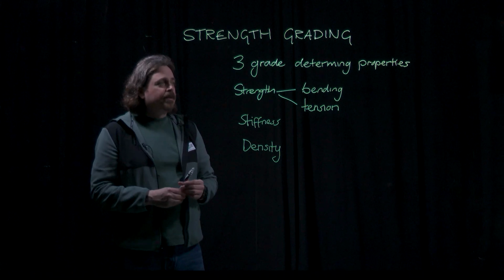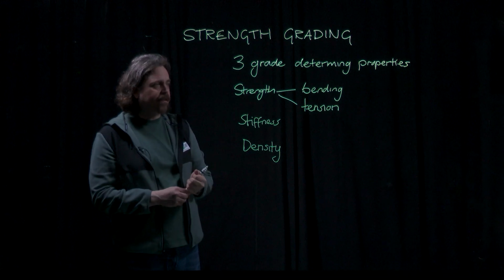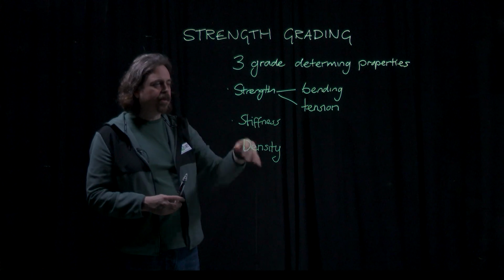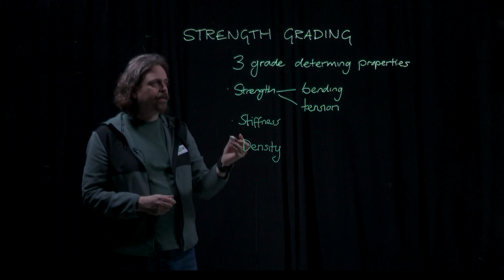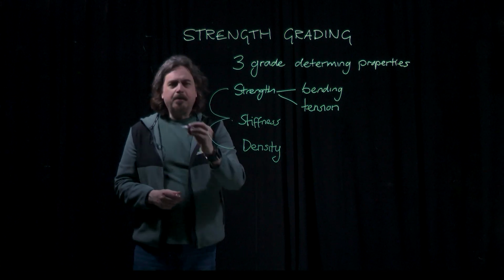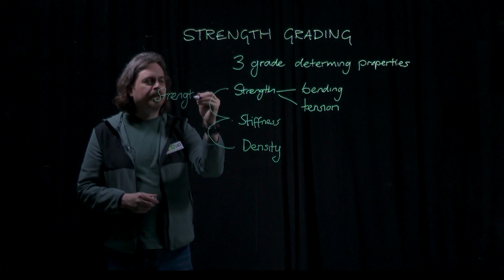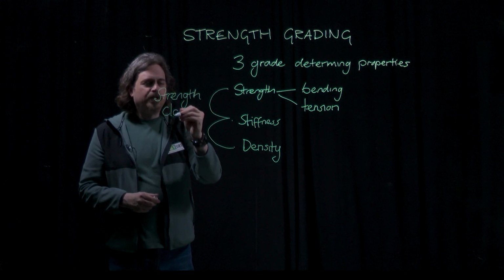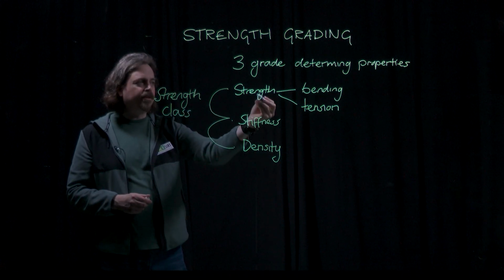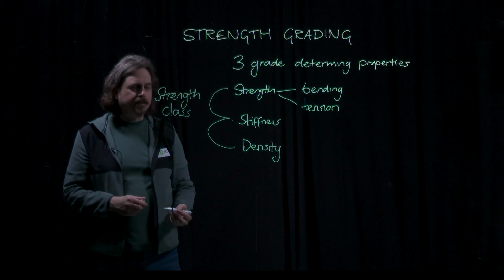So how do we do this? How do we guarantee that the timber has the properties that we expect it to have, these three grade determining properties, and how do we describe those on the market? Well, we describe the combination of those three grade determining properties by means of a strength class, most commonly. And a strength class is just a shorthand way of describing that combination of properties, a certain expected strength, a certain expected stiffness, and a certain expected density.